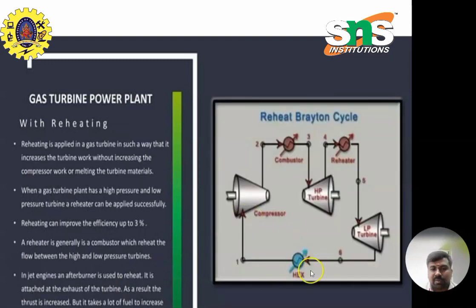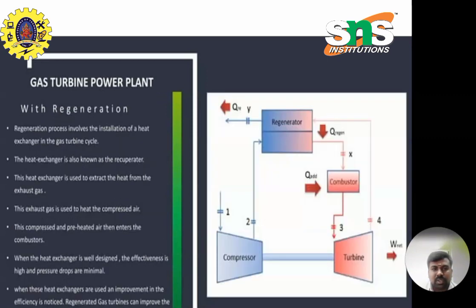So, the gas turbine power plant with reheating. This is the layout: this is the compressor, combustor and the reheater. This is the high pressure turbine, and this is the low pressure turbine. In the jet engine, an afterburner is used to reheat. It is attached to the exhaust of the turbine. As a result, the thrust increases, but it takes a lot of fuel.